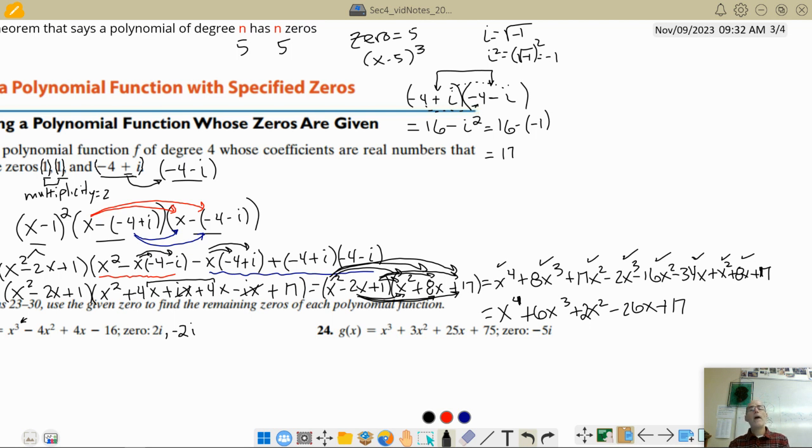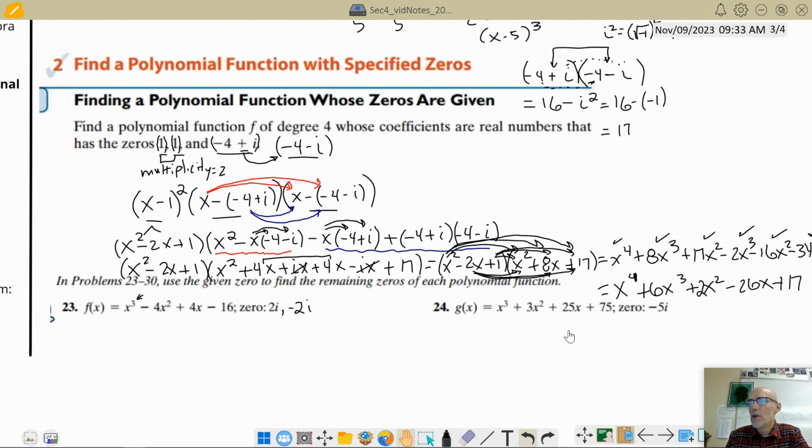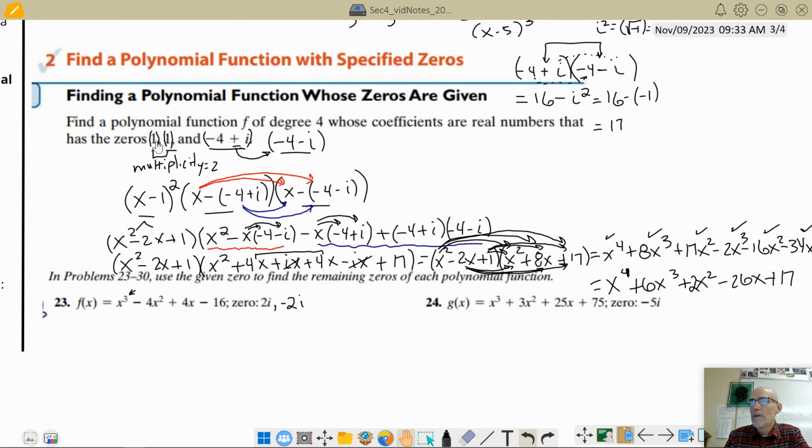Oh man, that's the challenge, right? So I'll cut the assignment down a little bit because we don't want to do a million of those. I hope I made that clear. That's how you find the polynomial if you're given some of the zeros, not maybe all of the zeros, but you're given some of them.